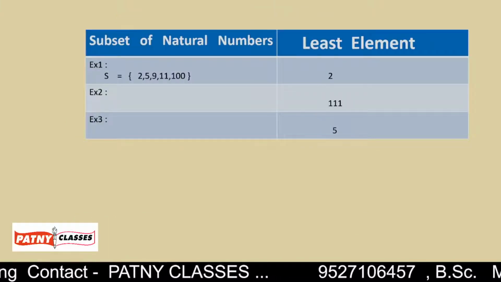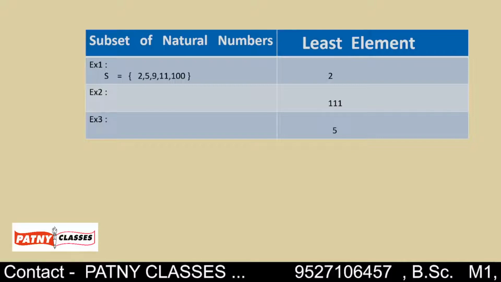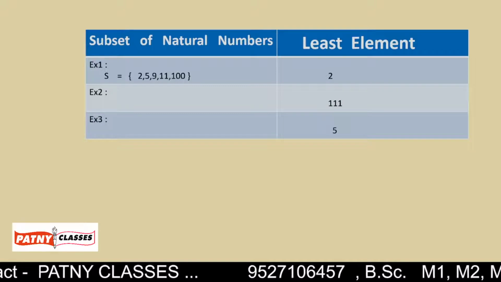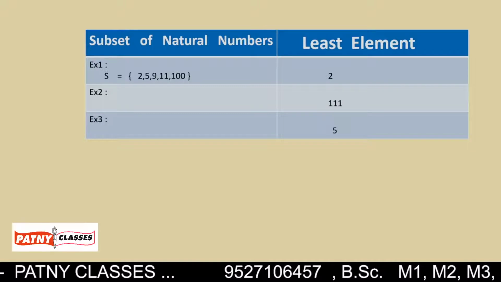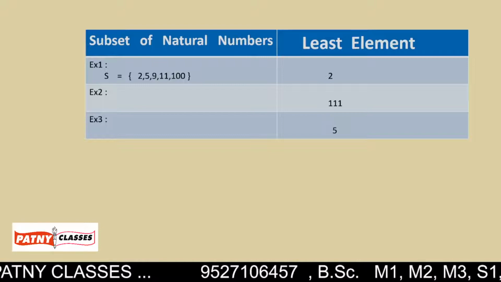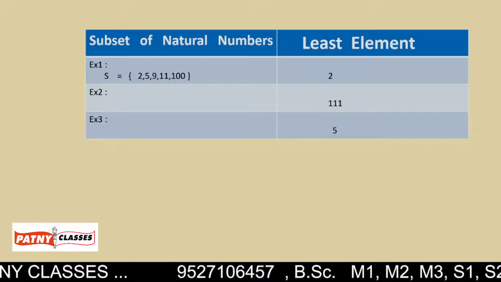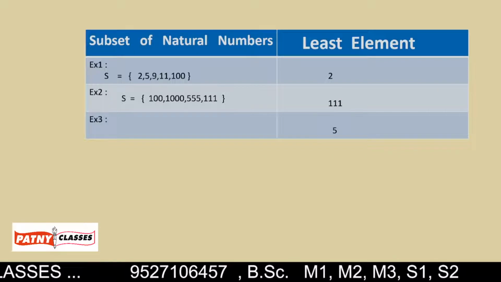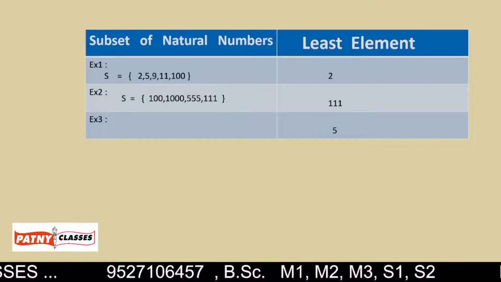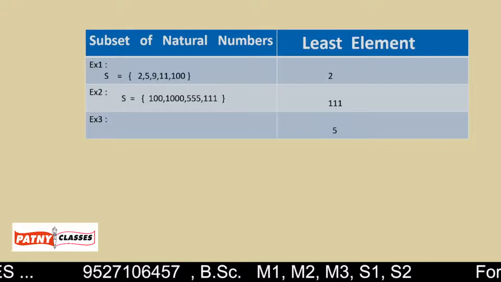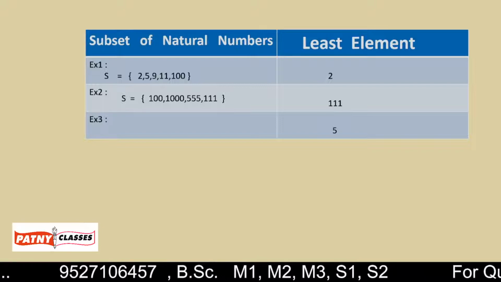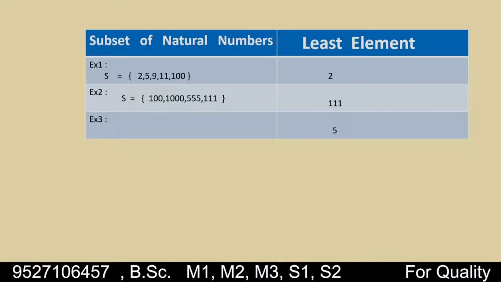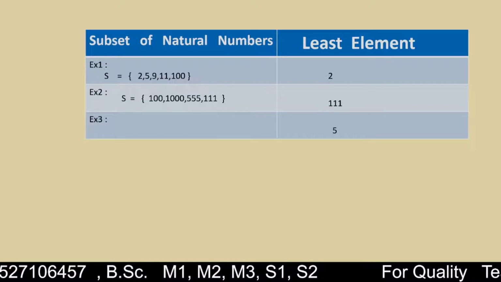Now consider some examples of subsets of natural numbers. In example 1, I have the subset of natural numbers S equals {2, 5, 9, 11, 100}. We observe that 2 is the least element of this subset S. Similarly, if we have another subset of natural numbers comprising 100, 1000, 555 and 111, all are natural numbers, but the least element is 111. Even this subset has a least element.